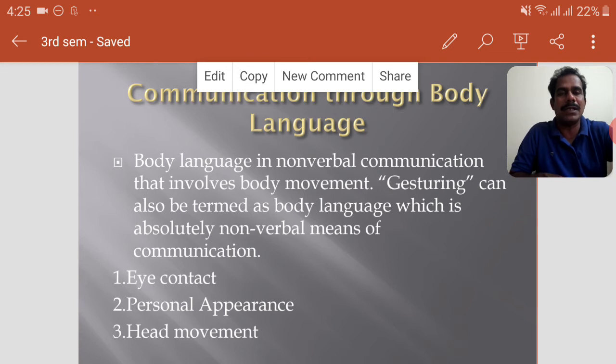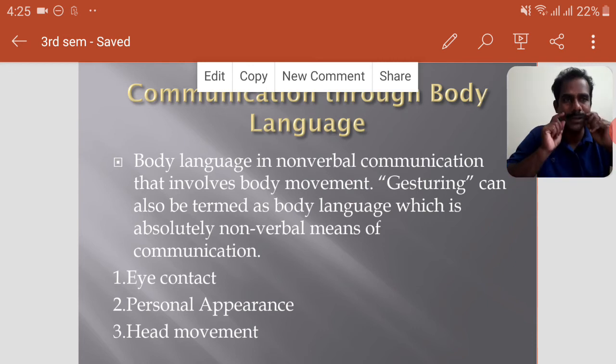Personal appearance is also important before going to attend a job or something. Appearance is very, very important. Before going to attend a job interview, how do you get ready? Generally you get a neat trim, comb your hair, and wear a formal dress. This is the minimum you have to take care of. A person's appearance is body language.